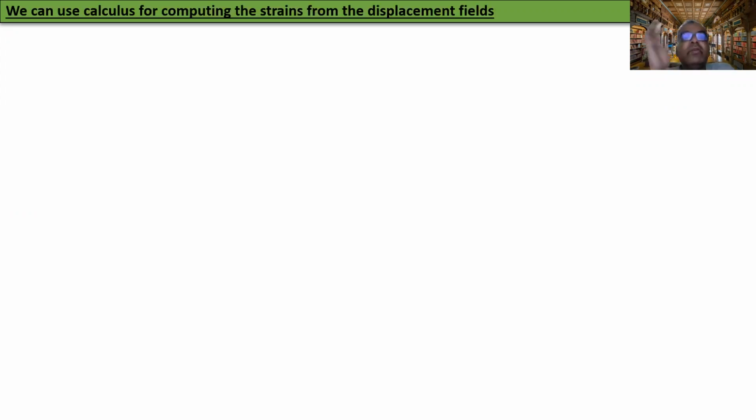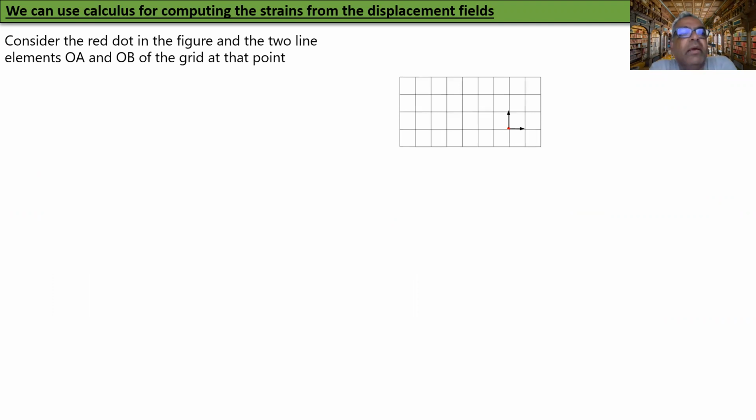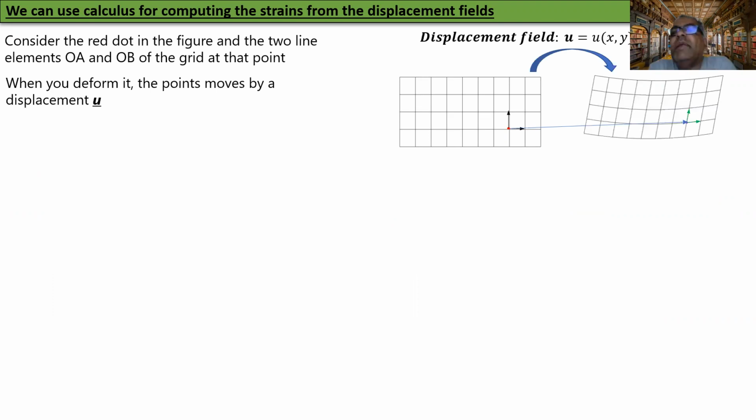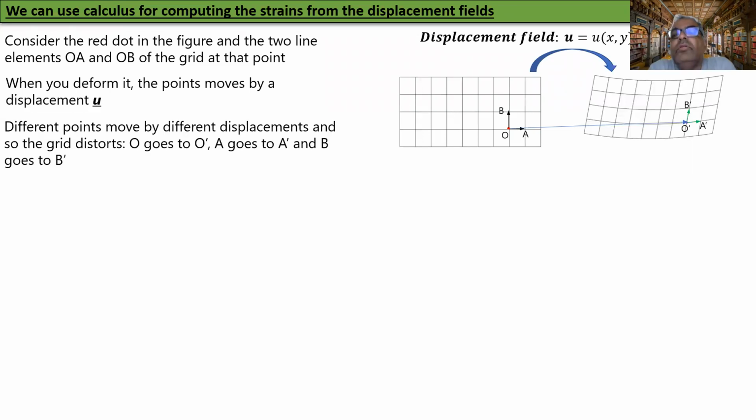So we can use calculus for computing the strains from the displacement fields. Let's start in 2D. Consider the red dot in the figure and the two line elements OA and OB of the grid. Can you see that grid, the two line elements and the red dot there? We're going to focus on that. The displacement field causes it to deform. I get these two green arrows. So OAB becomes O prime, A prime, B prime.